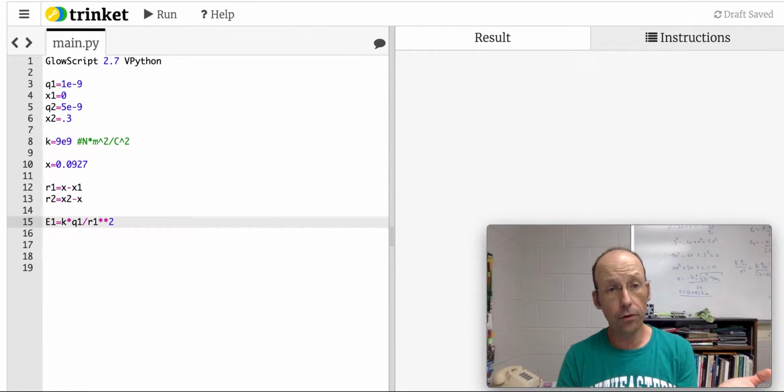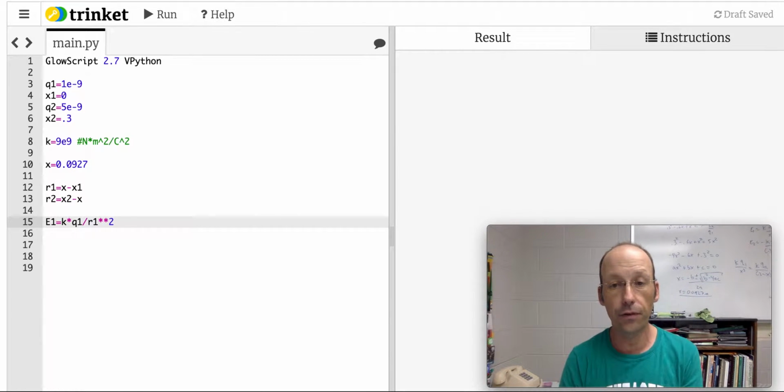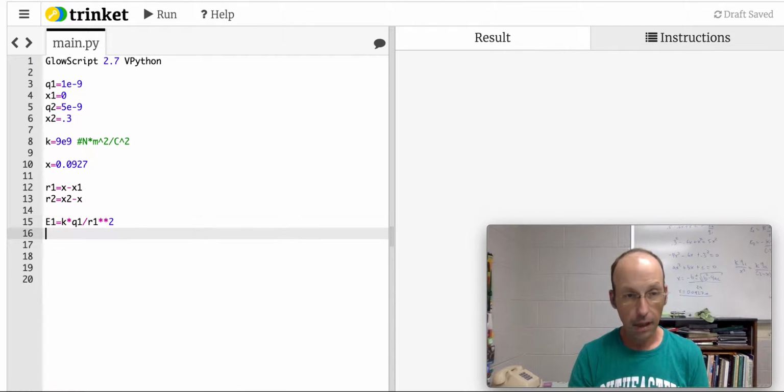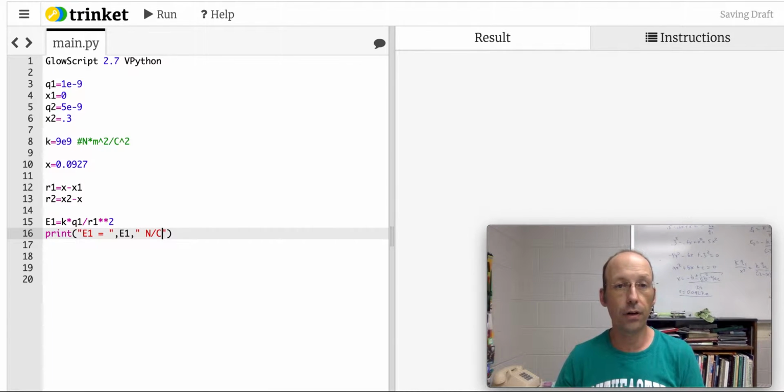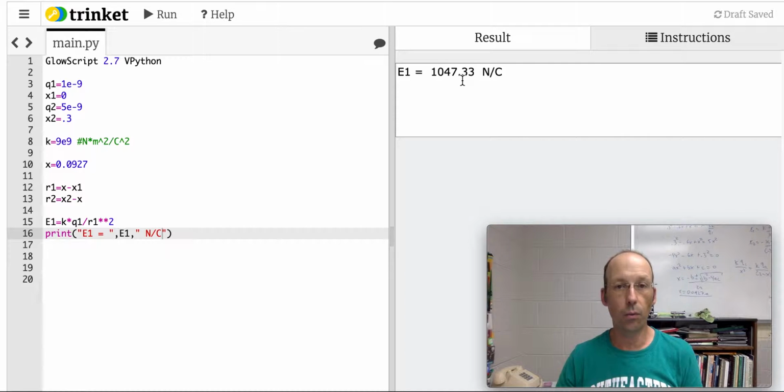Okay, a couple notes here. One, this is not the best equation. We're only dealing with the magnitude of the electric field here. It's really a vector. Two, if you want to square something, it's star star in Python. Remember that. I'm going to go ahead and print this out. E1 equals E1. I'm even going to put the units because I care. So let's run it and see what happens, because we should get something. Okay, 1,047 newtons per coulomb.